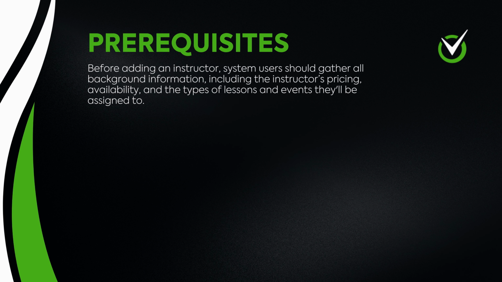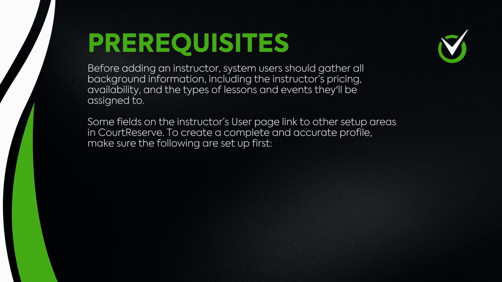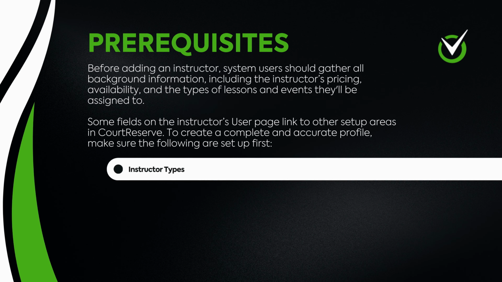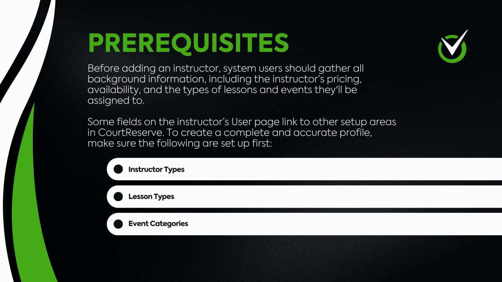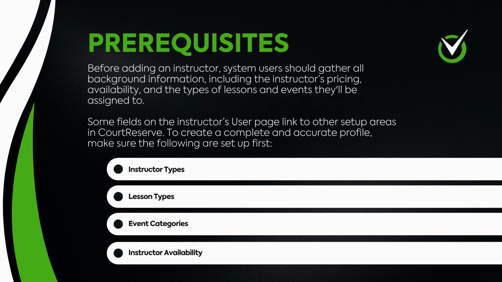Before you add a new instructor, make sure you have all their background details ready. Things like their pricing, availability, and the lesson or event types they'll be teaching. Some fields on the instructor profile connect to other setup areas in CourtReserve, so it's important to have those pieces in place first. Make sure you've set up your instructor types, lesson types, and event categories, and that you understand the instructor's availability based on their schedule. Having these elements prepared ensures you can create a complete, accurate instructor profile from the start.